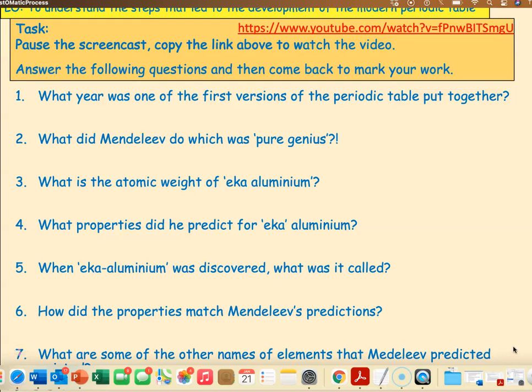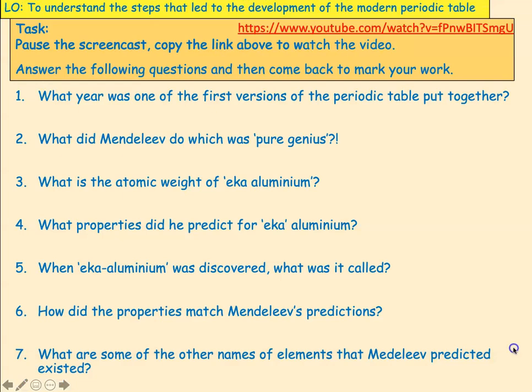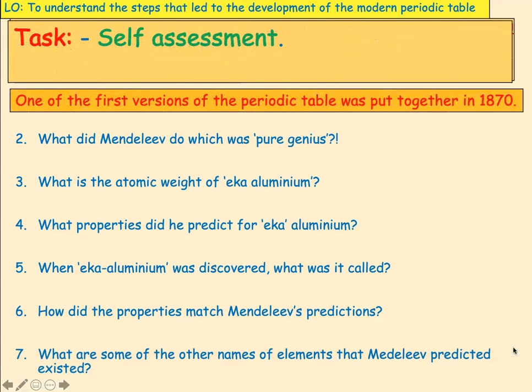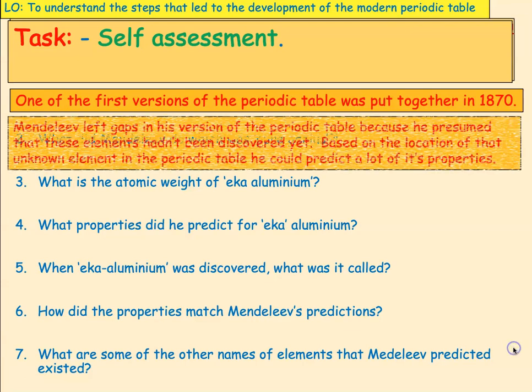Okay, hopefully you enjoyed that video and you've managed to answer the questions. So let's go through them now. What year was one of the first versions of the periodic table put together? Well, that was 1870. What did Mendeleev do, which was pure genius? He left gaps in his version of the periodic table because he presumed that the elements hadn't been discovered yet. Based on the location of that unknown element, he was able to predict a lot of their properties.